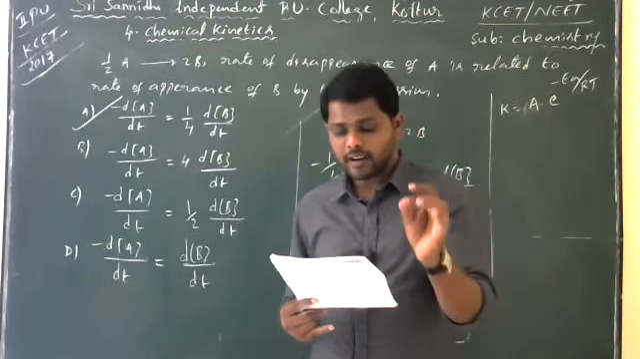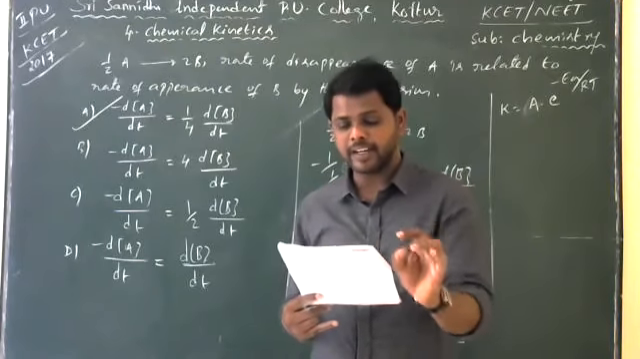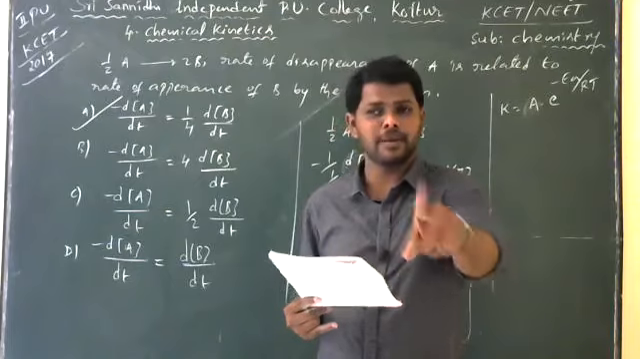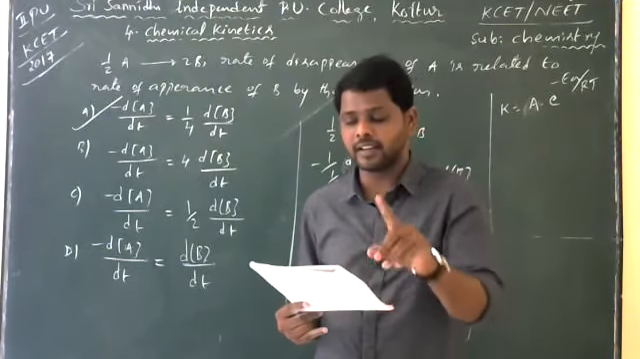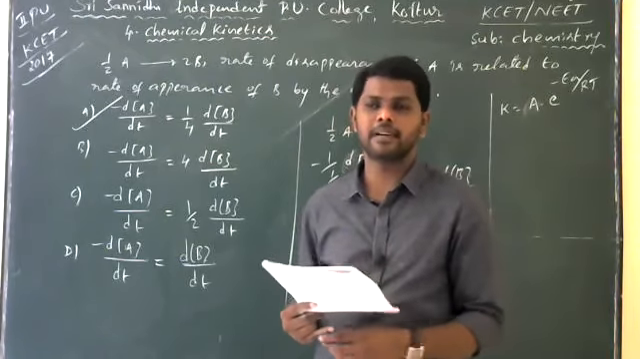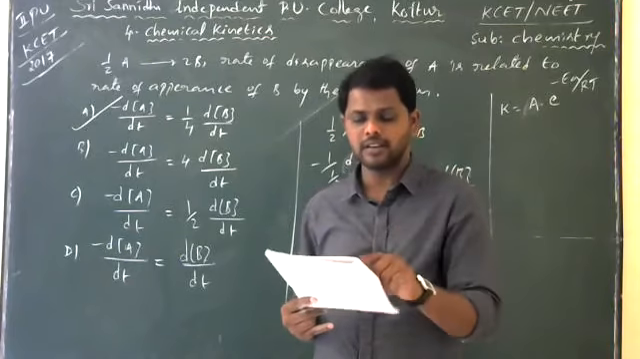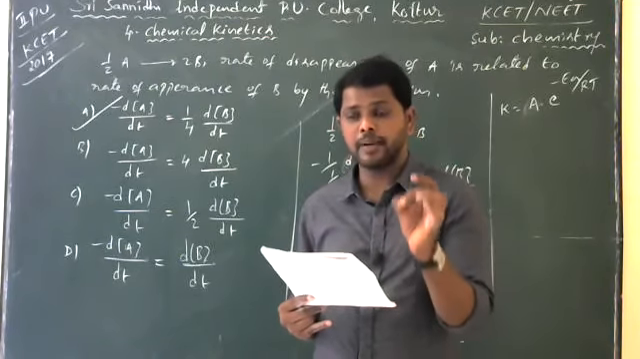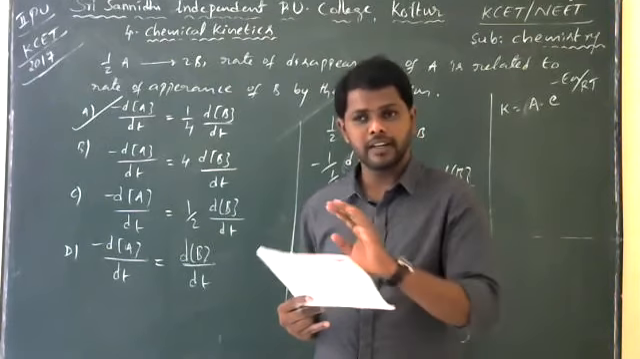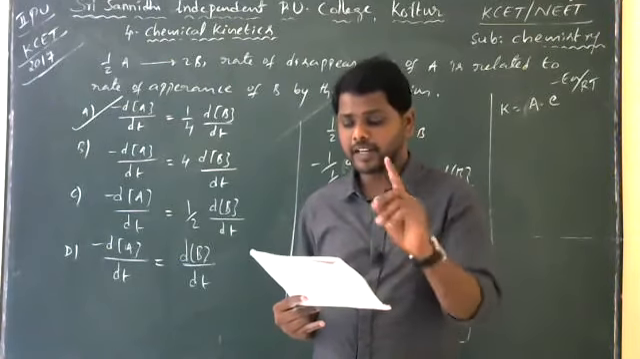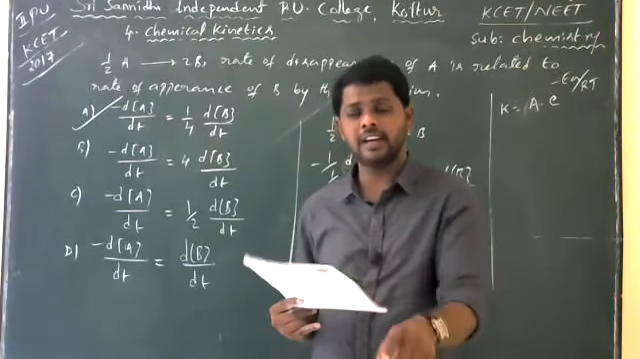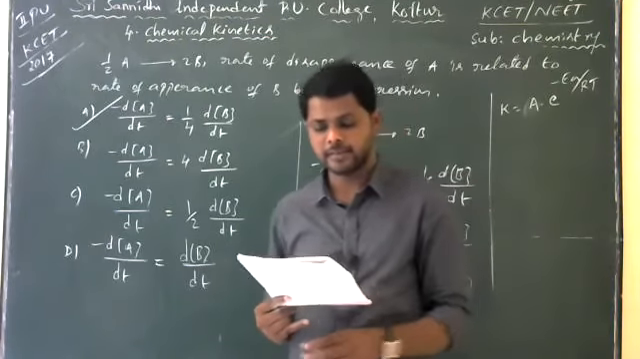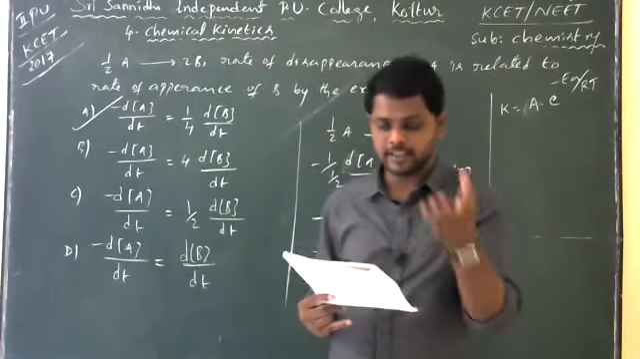Next, the rate law for any reaction cannot be determined experimentally, and that is the wrong statement. It can be determined experimentally only, it cannot be determined theoretically. Rate law can always be determined experimentally, that is the right statement. So according to the question, the incorrect statement is B.